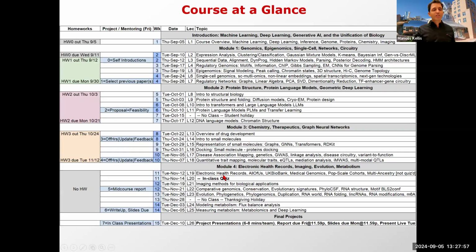And then module 4 is going to be everything else. Okay, so electronic health records, there's a great class on that one lecture. Imaging, there's a whole other class on that one lecture. Comparative genomics and evolution, both Eric and I used to teach whole classes on just those 2 lectures, and then metabolomics, etc.